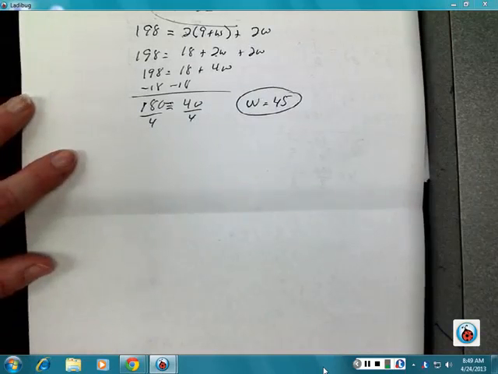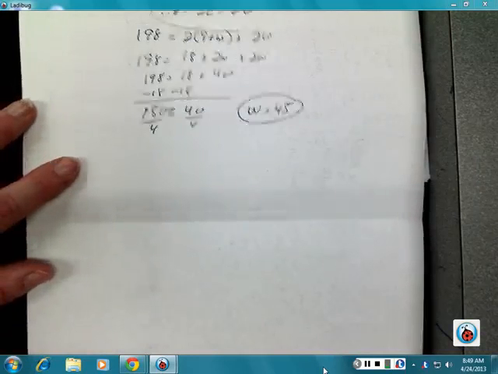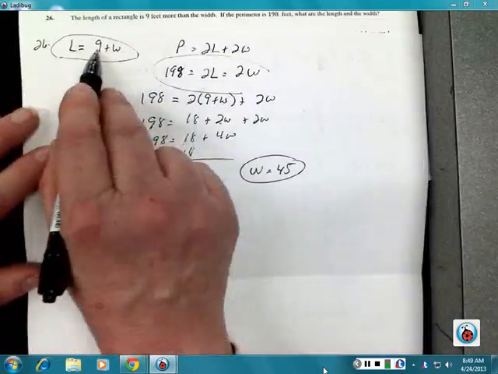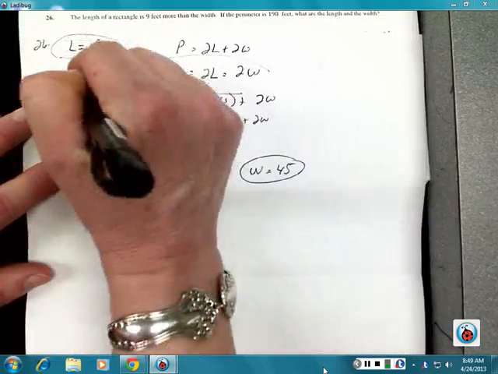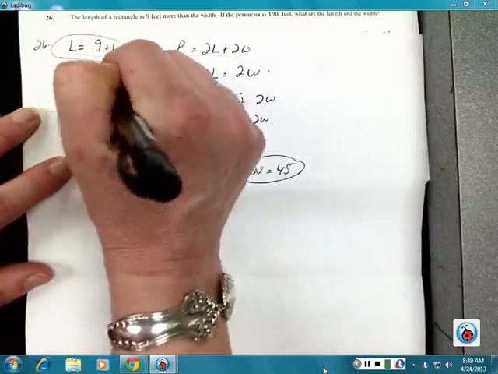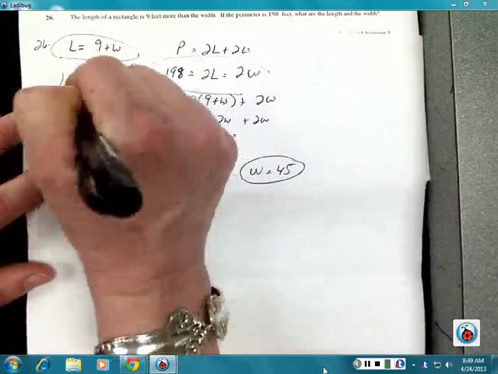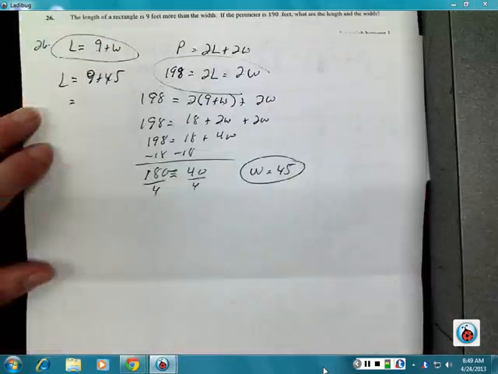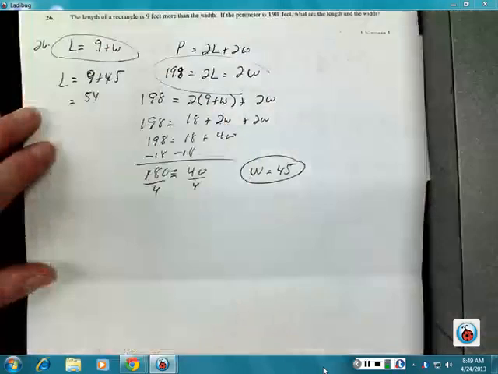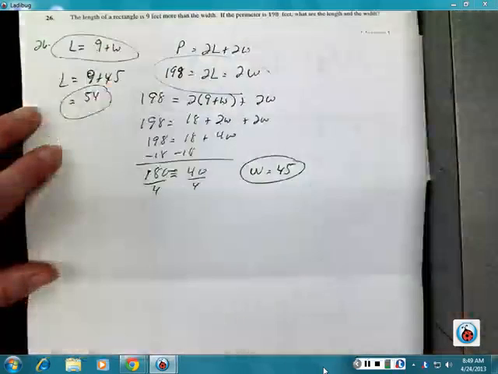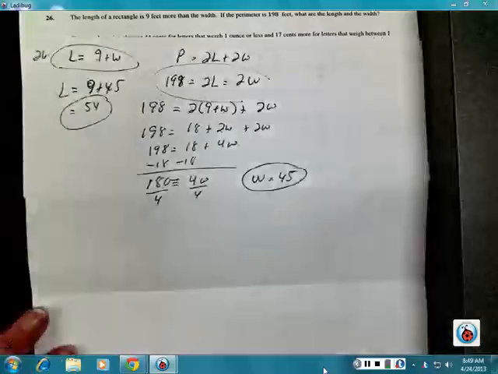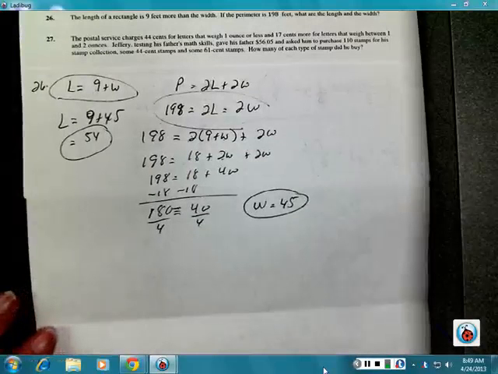All right. So I know my width is 45, but do I know my length? Because I need both answers. So how do I find my length? Yep, because back up here, length is 9 plus 45. So 9 plus 45? It's 54. So there's my two values. That one was easier than probably 25 was. Okay, 27.